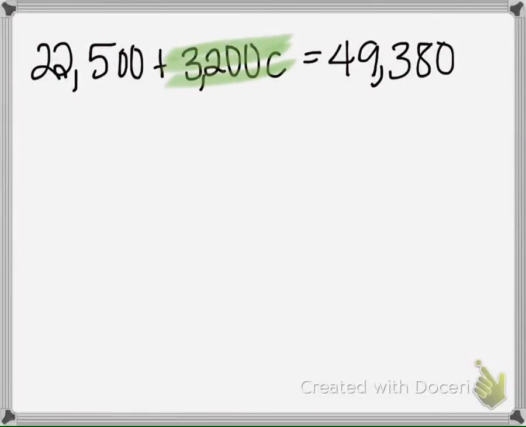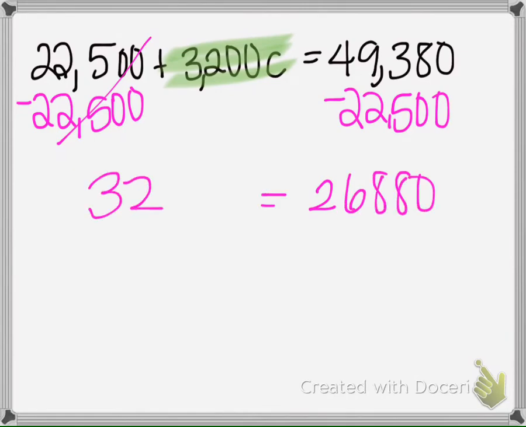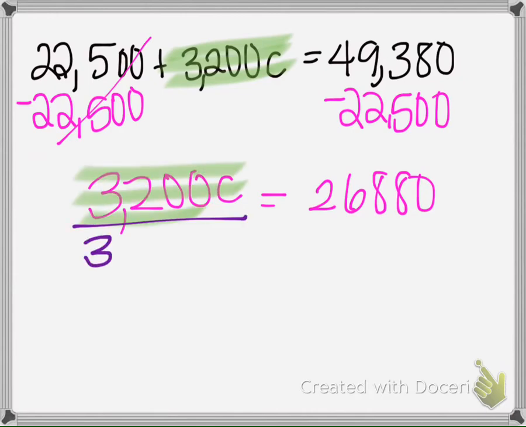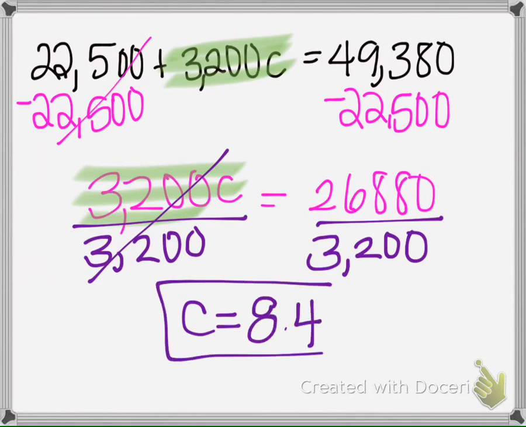We need to isolate the variable term, so we take away 22,500 from both sides. Now that the variable term is all by itself, we divide both sides by the coefficient of C. Then we divide and we get 8.4 for C.